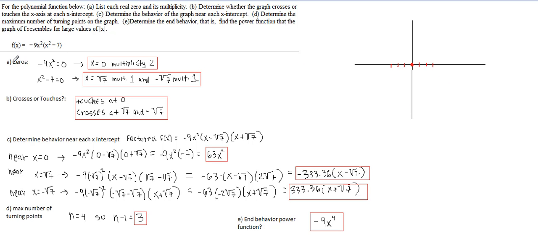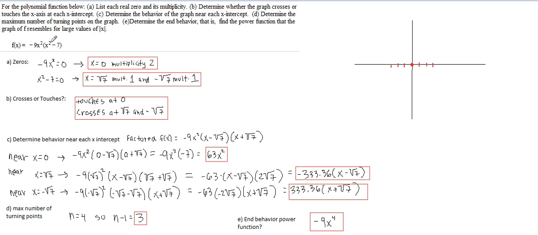So part A says find the zeros. Since it's already in factored form, we just set each factor equal to 0. The first factor is negative 9x squared equals 0. If we solve that for x, we get x equals 0. It's going to have a multiplicity 2.